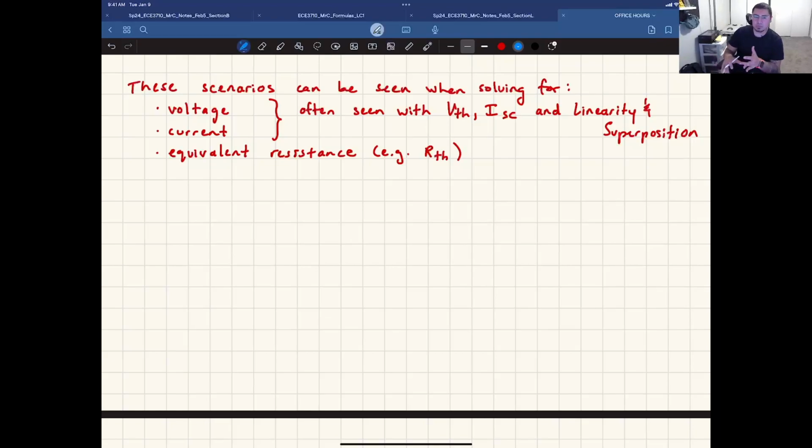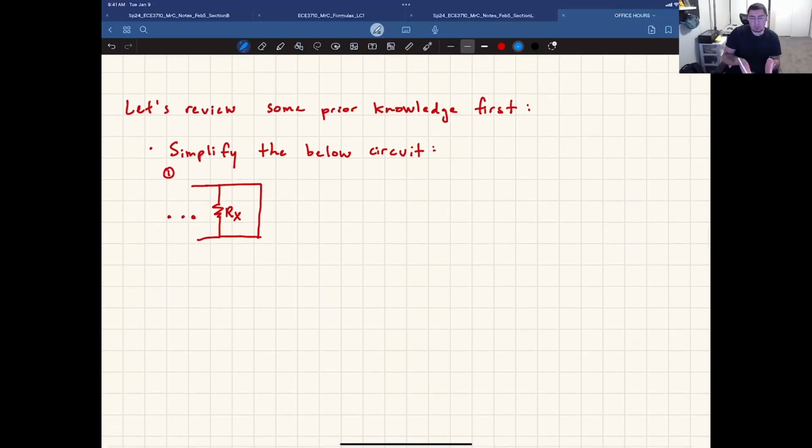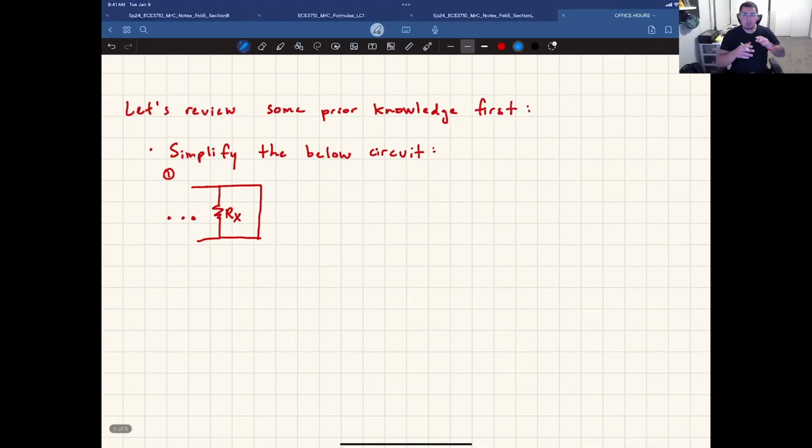So before we do examples, let's do some review. Let's make sure we're all on the same page and we all have the same prior knowledge. So we have this circuit shown below. We have a resistor in parallel to a wire. These three dots on the left-hand side mean that this circuit drawn here is some part of a bigger circuit.